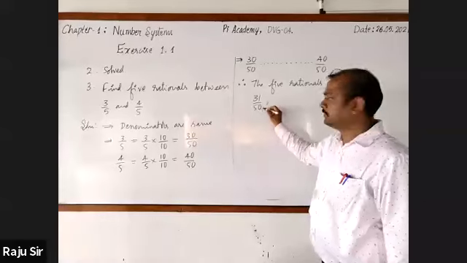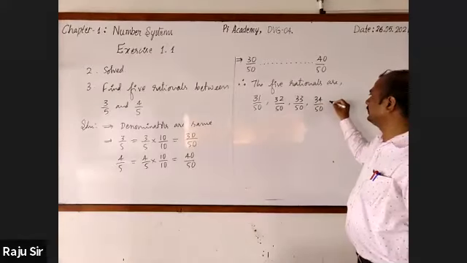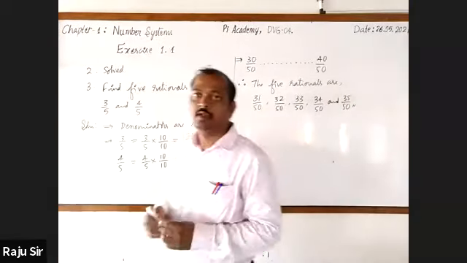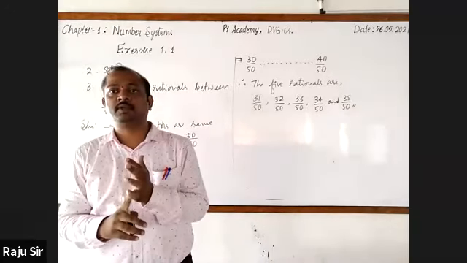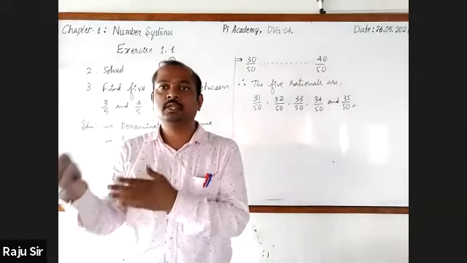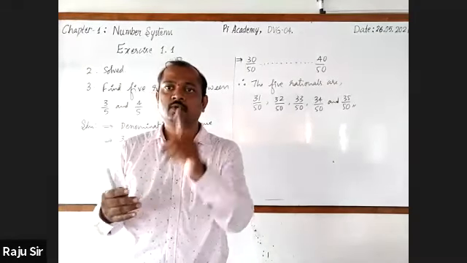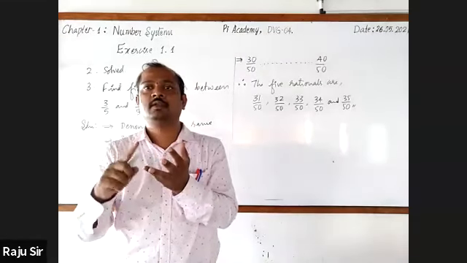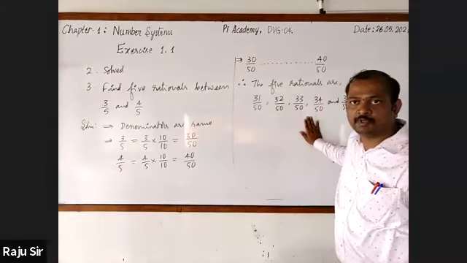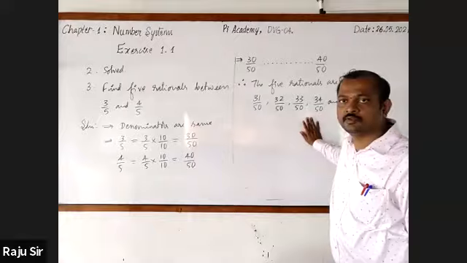31 by 50. Next, 32 by 50. 33 by 50. 34 by 50. And 35 by 50. They have asked only 5. Please do remember, from the examination point of view, they'll ask only an even number of rationals. They may ask only 2, only 4, or only 6, not 5, 7, 9 and so on. Have you copied this? Yes, sir. Okay. Now I'll take up the next one.